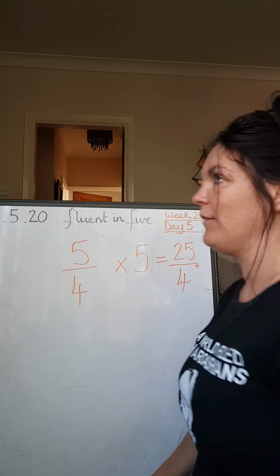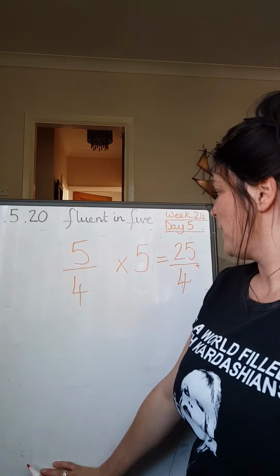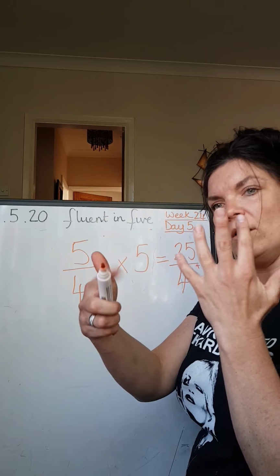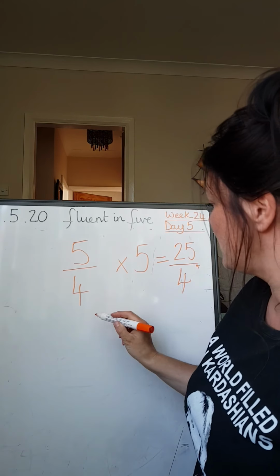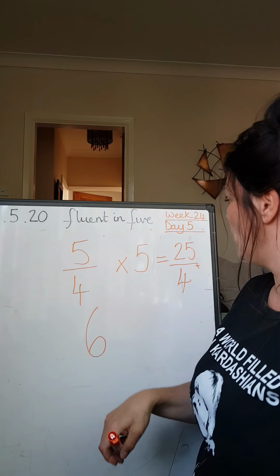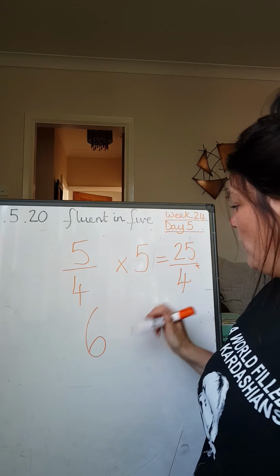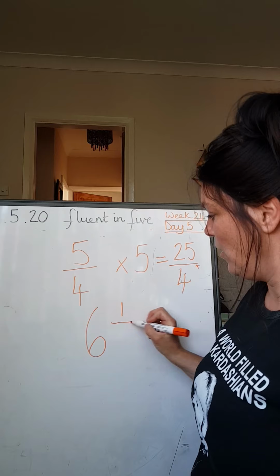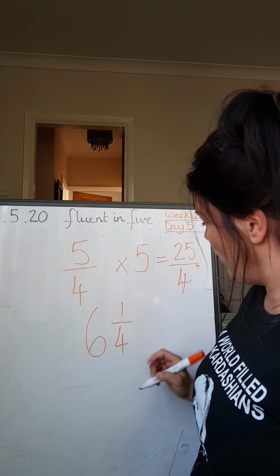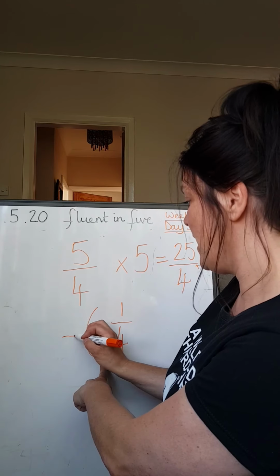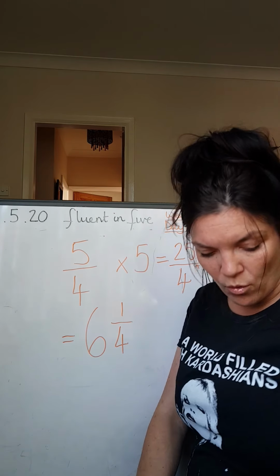How many 4s can I fit into 25? 4, 8, 12, 16, 20, 24. Can't get to the next number, so I can fit in 6. So I've got 6 whole. I got to 24, didn't I? So what's left over between 24 and 25? I've got 1 left over. 1 what? 1 quarter, because that's what I've been dealing with. So the answer is 6 and 1 quarter.